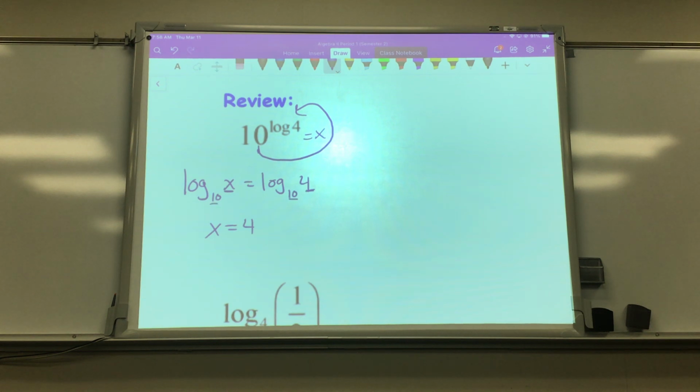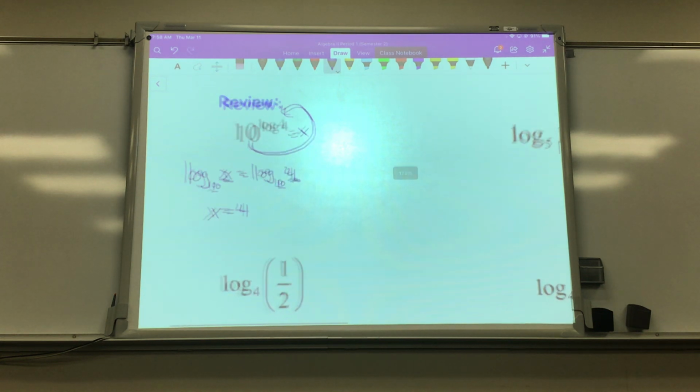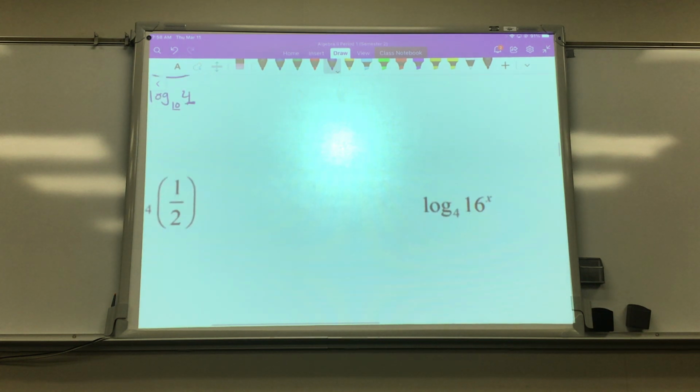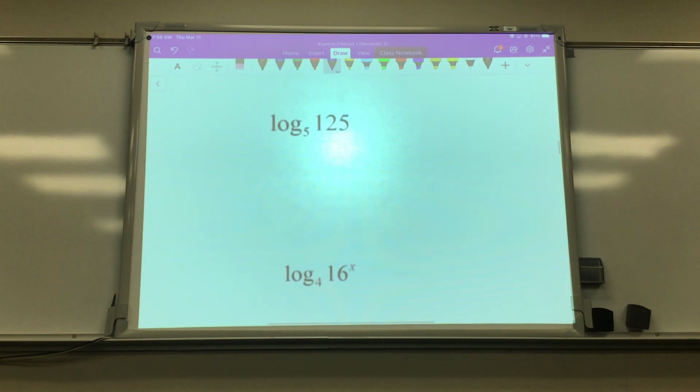Okay. Bases are the same, therefore the arguments should be the same, so you set them equal to each other. In this case, it's just 4. Okay, so 10 to the log 4 is just 4. Can you guys tell me what that is just off the top of your head, without even having to rewrite? You're thinking 5 to what power is 125, right?